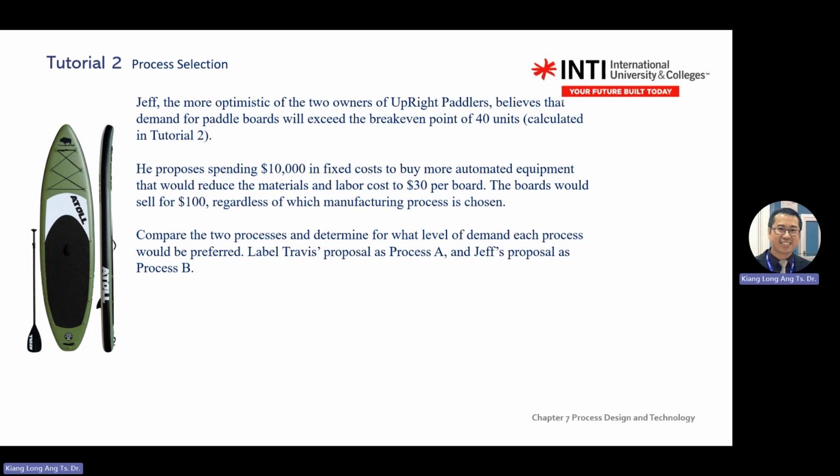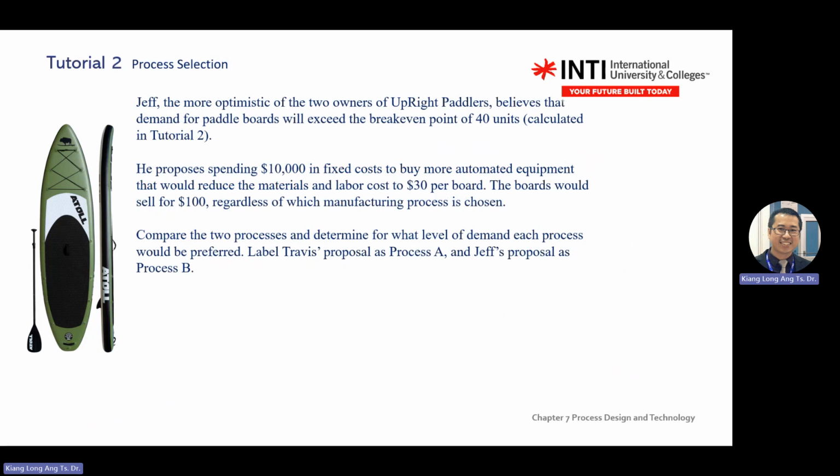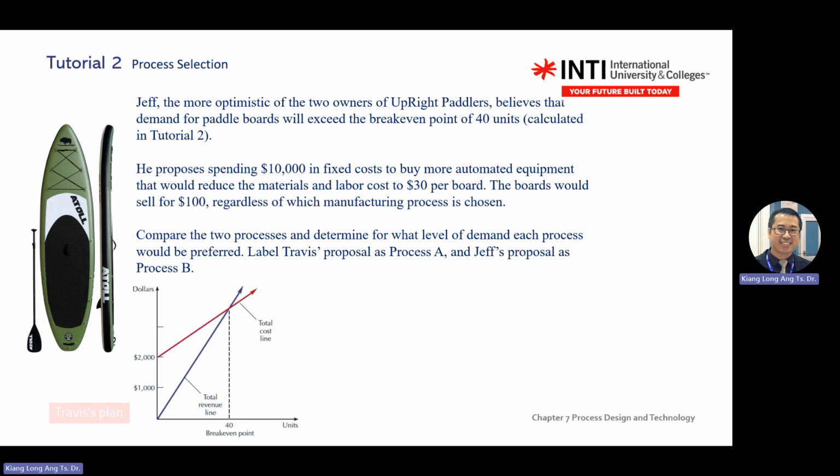Label T's proposal as process A, and Jeff's proposal as process B. So on the same graph, you need to draw Jeff's line. Just now, you already have these two lines. Okay. Now you want to make a decision in a scientific way. So how do you do it? This is T's plan. Jeff's plan is optimistic. The criterion is that the demand will be more than 40.